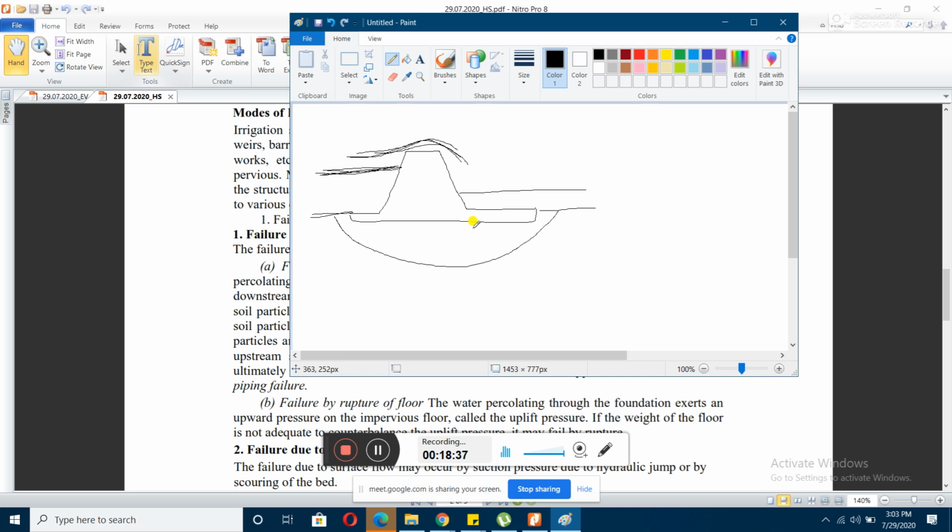There are two types of failure that occur due to your subsurface flow. One is uplift failure.